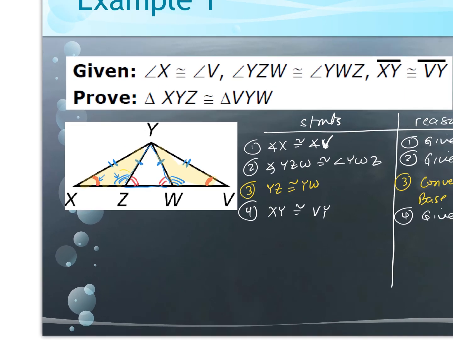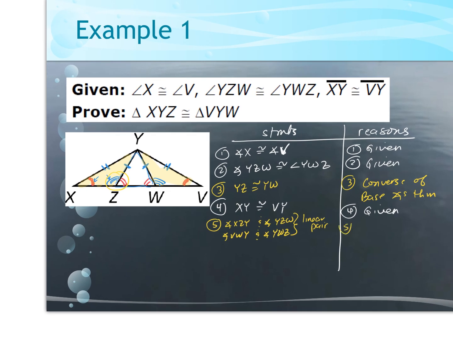Notice that the blue and the red angle here form a linear pair. So I'm going to say that angle XZY and angle YZW are a linear pair. Okay? And I'm also going to include the other one on the other side. So I'm going to do angle VWY and angle YWZ. They're also a linear pair. And I know that both of those are linear pairs because I know the definition of a linear pair. I know what they look like. So that's what that is.